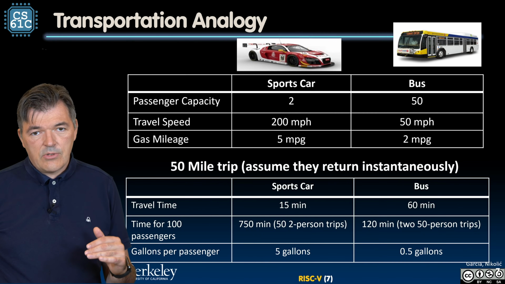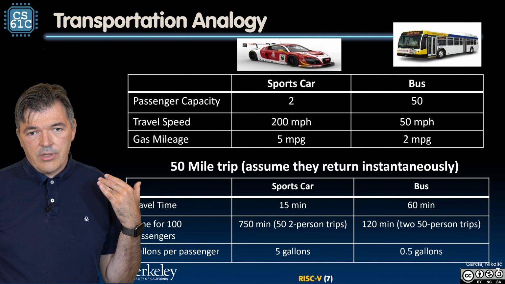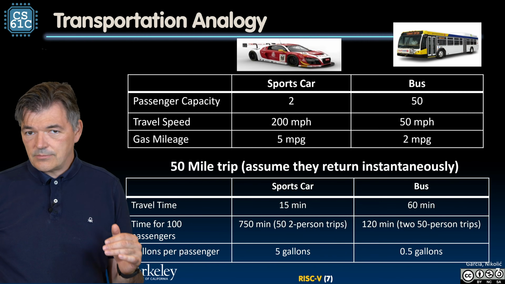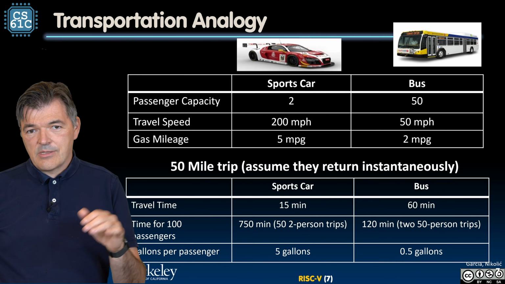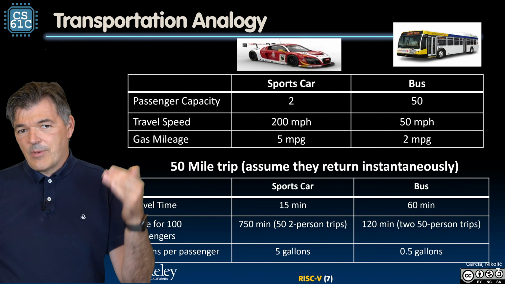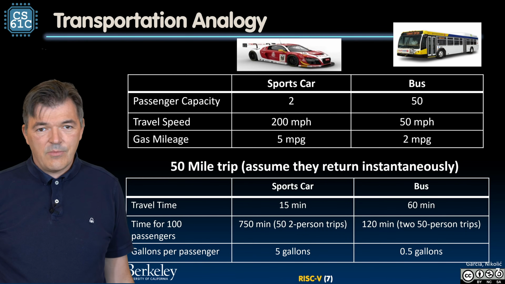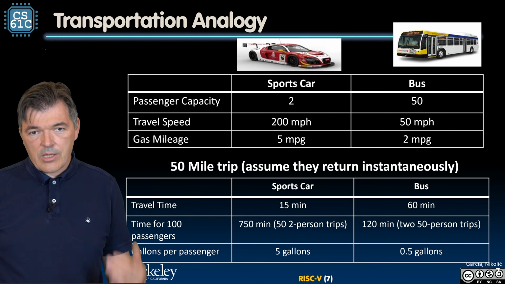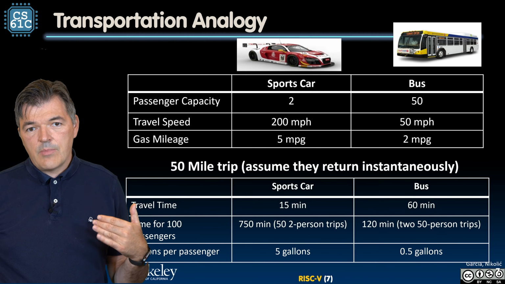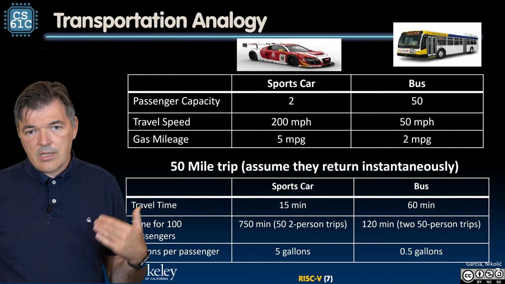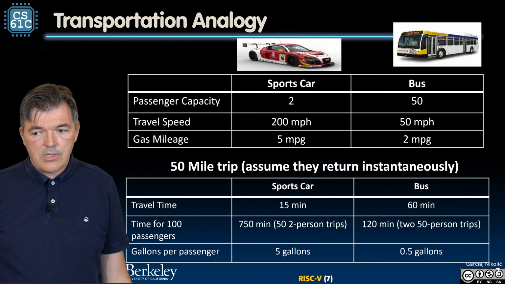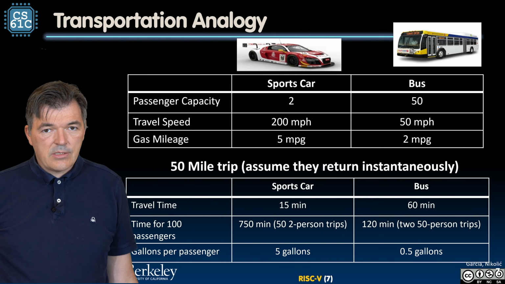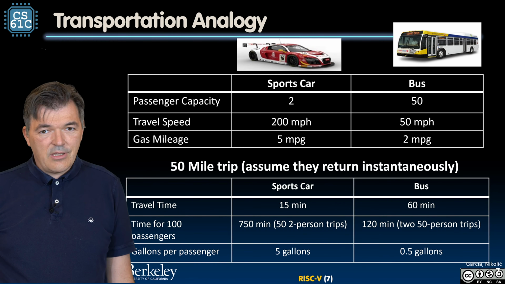In this case, we're just going to assume that we are measuring only one-way travel, and both the car and the bus immediately somehow come back to the starting point, reload the passengers and go back. So we are just measuring the time that it is taking to transport the passengers. So a sports car will travel 50 miles in 15 minutes. The bus will take an hour.